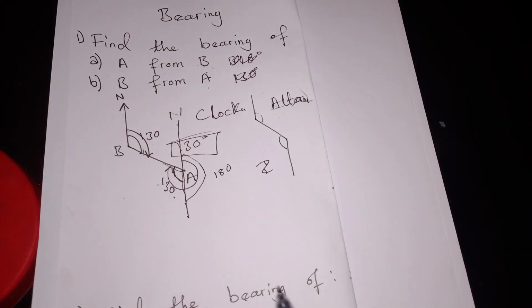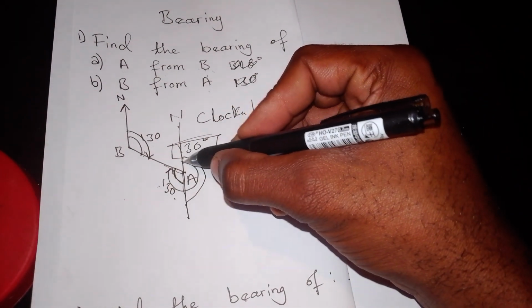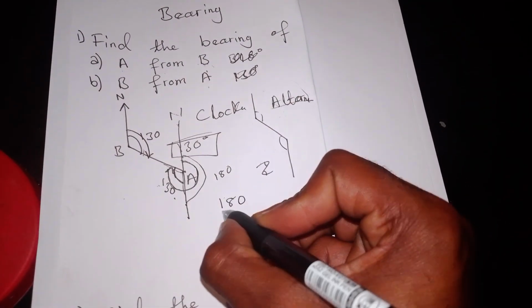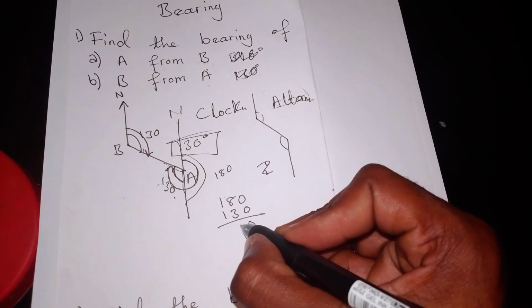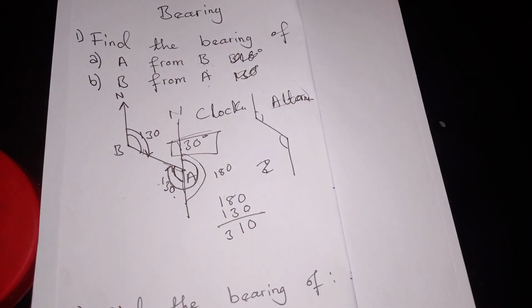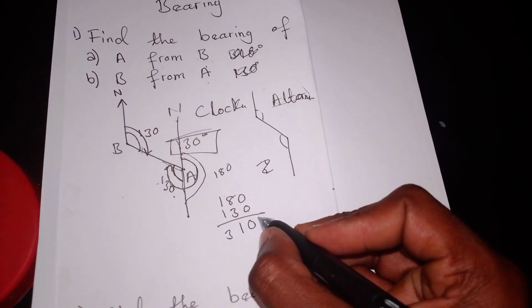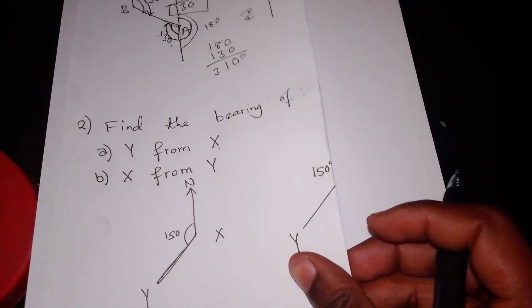So for you to find the bearing of B from A, which is this thing here, you can simply add 130 to 180. When I add this to this, I'll get 310. So my bearing of B from A will therefore be 310 degrees, and you're done.